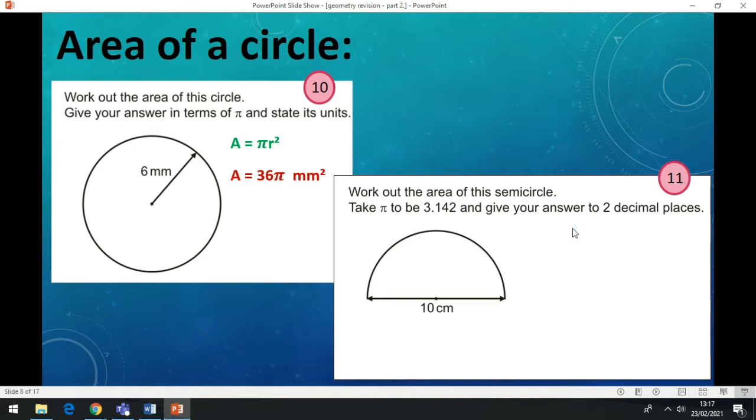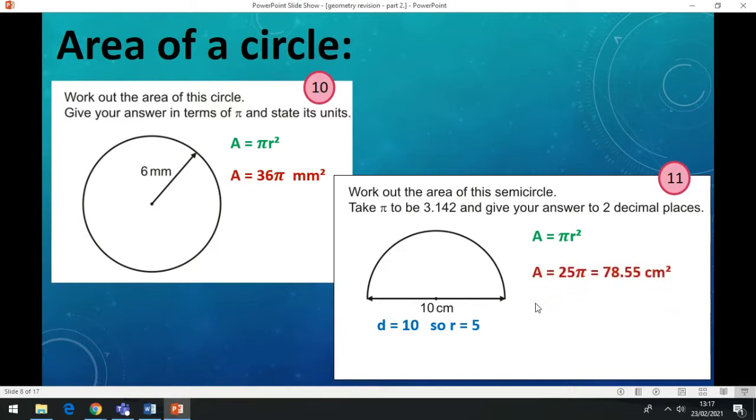Right, question 11. Work out the area of the semicircle. Pi r squared. Now we do need to look here, we've got the diameter given to us, so we need to know what the radius is. Radius is half of the diameter, so our radius would be 5.